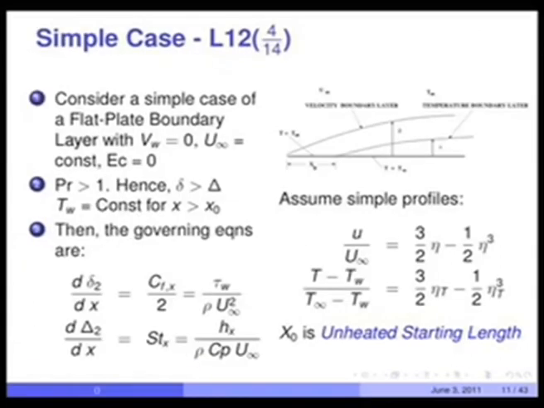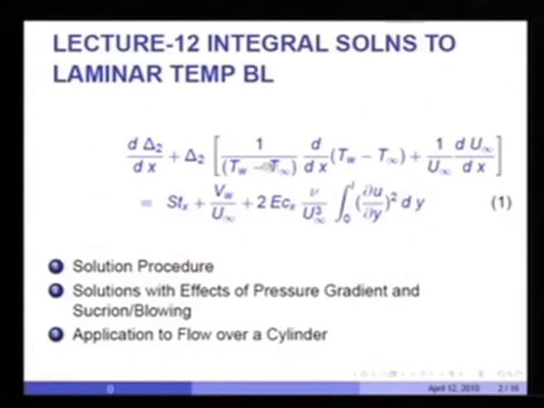So, in order to explain how the procedure works, I am going to consider a very simple case of a flat plate boundary layer. I will take wall velocity V w equal to 0, because it is a flat plate boundary layer, u infinity will be a constant and E c would be equal to 0. In other words, if you see this equation, there is no actual variation of velocity, so that term goes to 0. There is no viscous dissipation considered, nor is this considered.